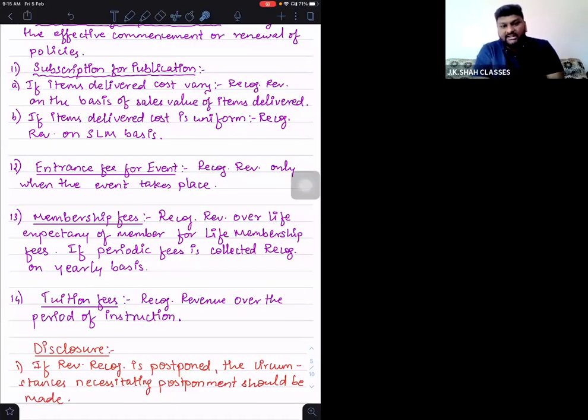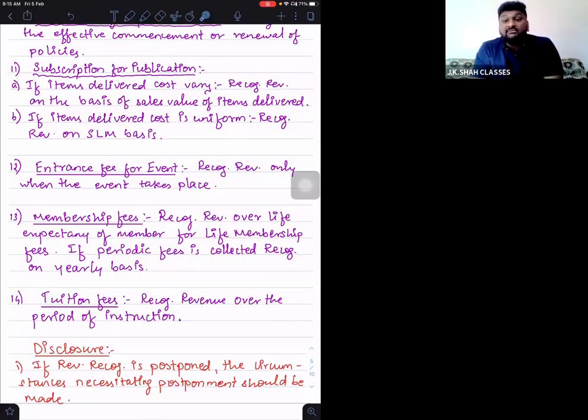April to September falls in next year, right? So we will divide it: April, May, January, February, March, the period of instruction. Whatever we are going to complete in this year, we'll record here, and the balance will be recorded in the next year over the period of instruction.